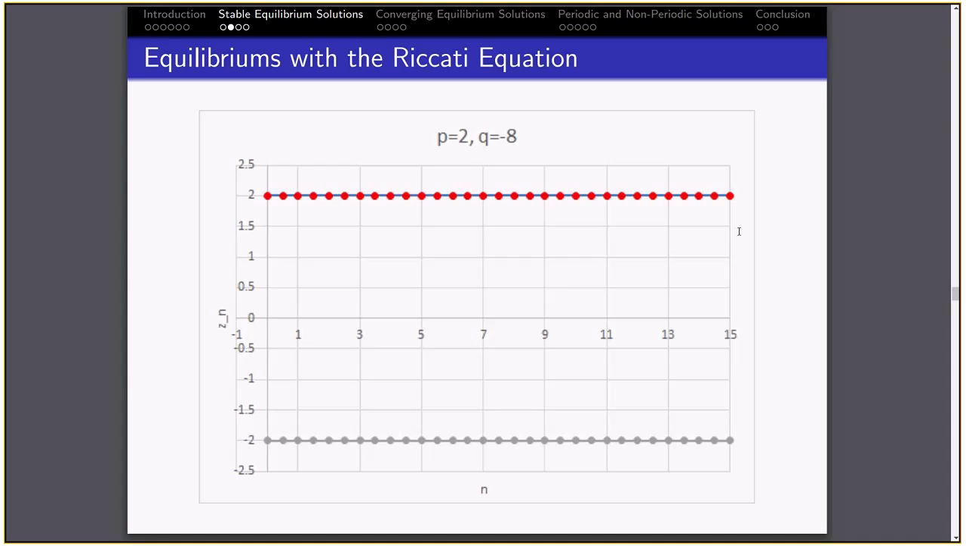And so this is just a little illustration of those two equilibriums. Given the P and Q values, the square root of 8 divided by 2 is going to be the square root of 4, which is plus or minus 2. And so we have those two positive and negative equilibriums.